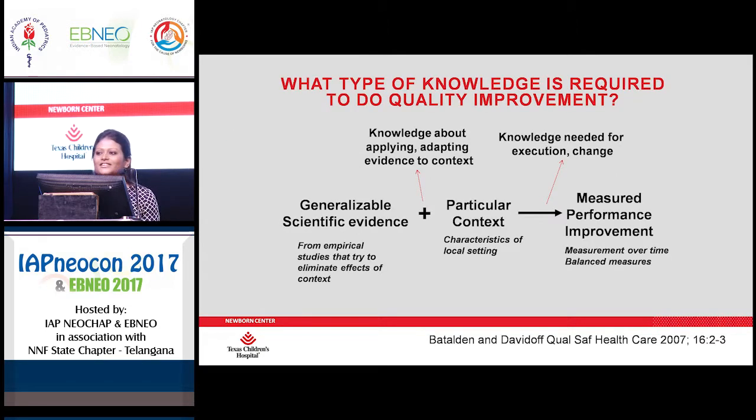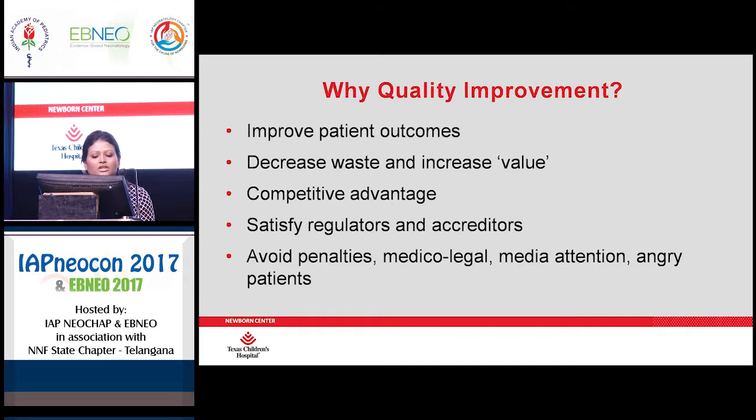So we just looked at this slide and we talked about it a little bit, but just to emphasize again, what kind of knowledge do you need to do good quality improvement? First, you start with the generalizable scientific evidence, as we just discussed, from empirical studies. But in addition to that, you need to have good knowledge of the context, so the particular context you're working with, your unit's cultures, its belief systems, its history, and the unique characteristics.